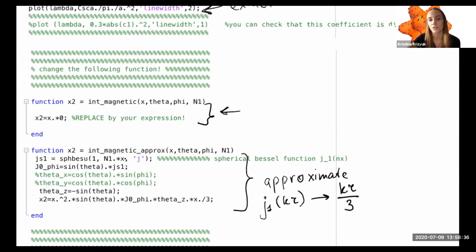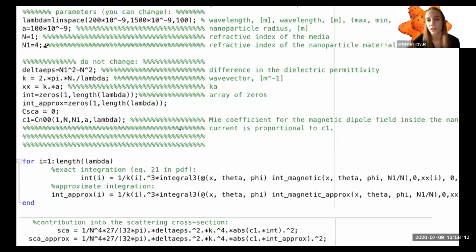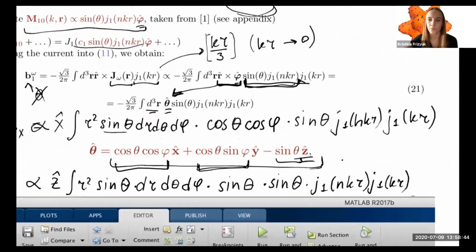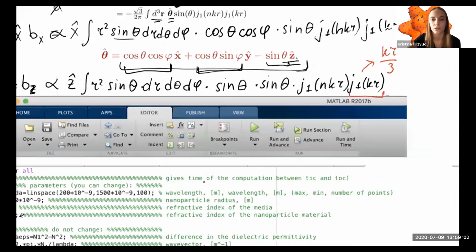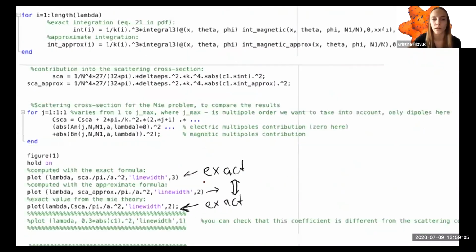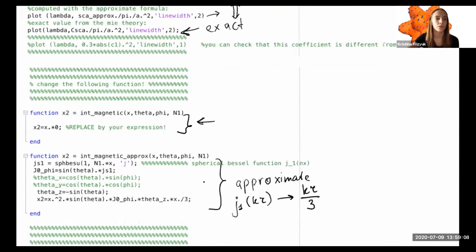But in this function, there is a different expression, because in the approximate form we have a different function instead of this Bessel function. And this is the only difference. And you can actually replace it. If somebody got the result, you should also tell about it. Or if somebody doesn't understand anything, you should also tell me about it.